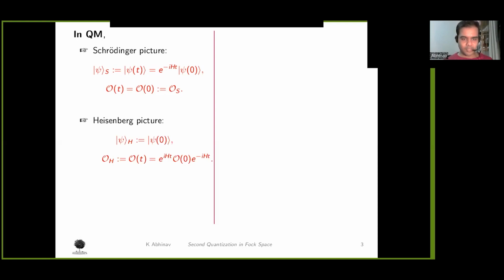Here the subscript H stands for Heisenberg, and the exponentiated H is the Hamiltonian. In both cases, the evolution is unitary, which preserves probability. Now observables, which are the expectation values of some operators, don't depend on which picture we are handling, because pictures are not physical but observables are, and that's why both pictures are physically equivalent.